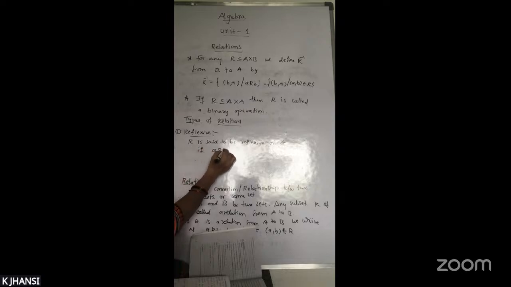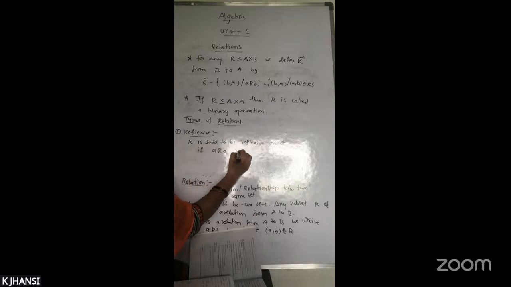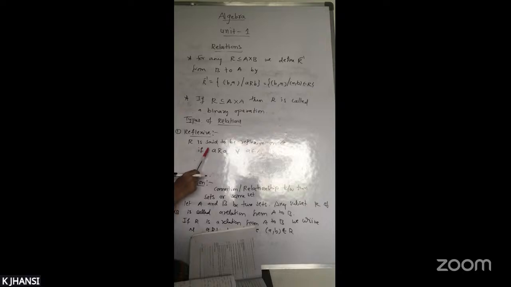A is related to A itself, for all A belonging to A. So this is the textbook definition I am telling. R is said to be reflexive on set A if whatever element belongs to set A is mapping to itself, then we call it a reflexive relation. Okay.